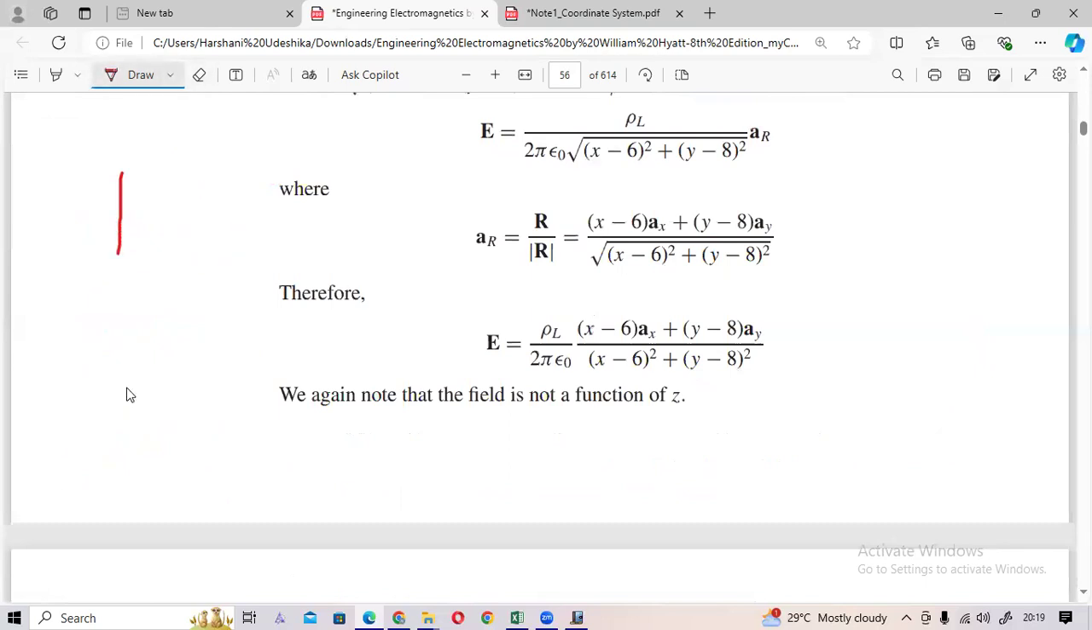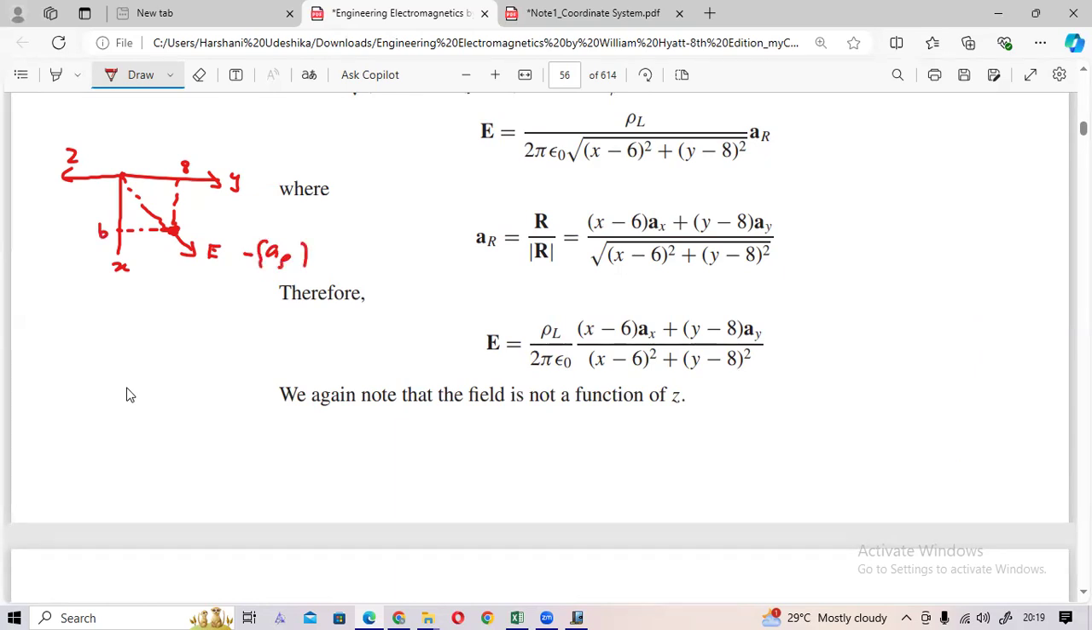If you consider this is the y-axis, this is the x-axis, and your infinite line charge is fixed here at 6 and 8. So this is the z-axis, and the z-axis is in our direction. Now if you consider the E field, it is like this, in this arrow direction, because this is rho.